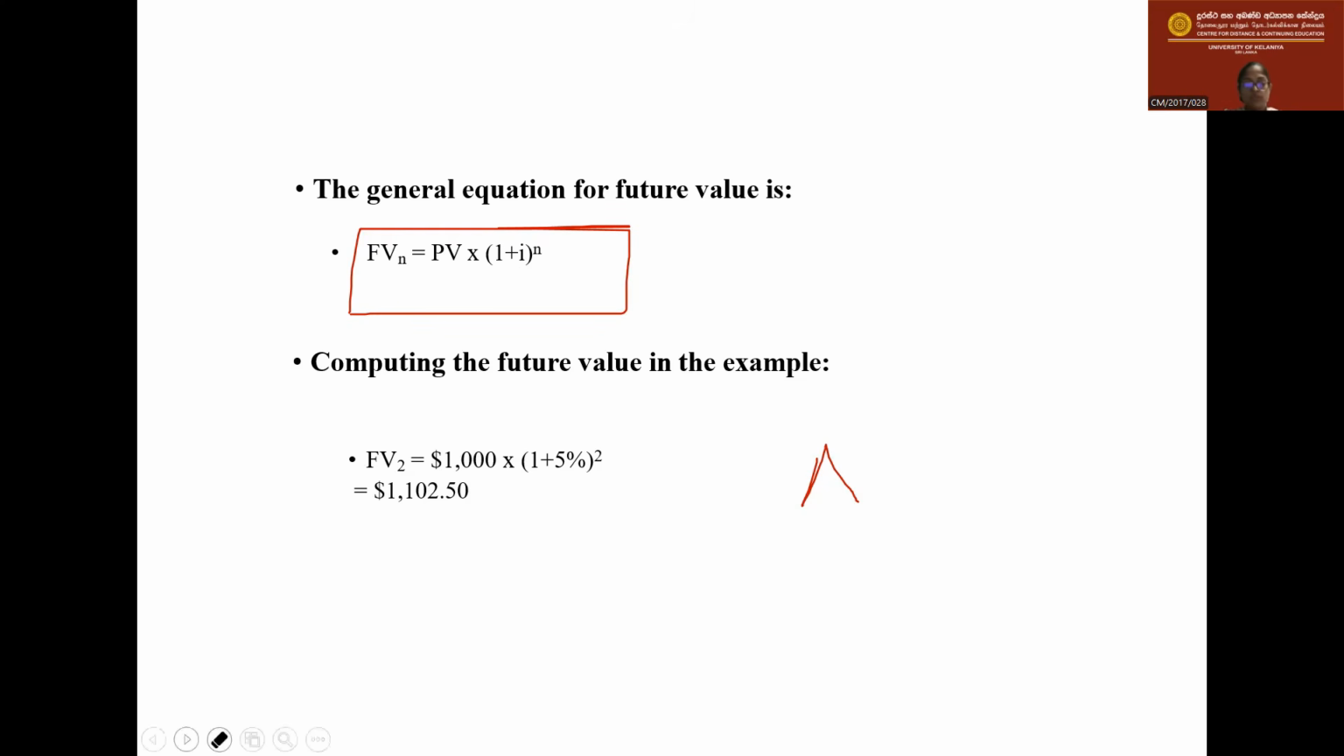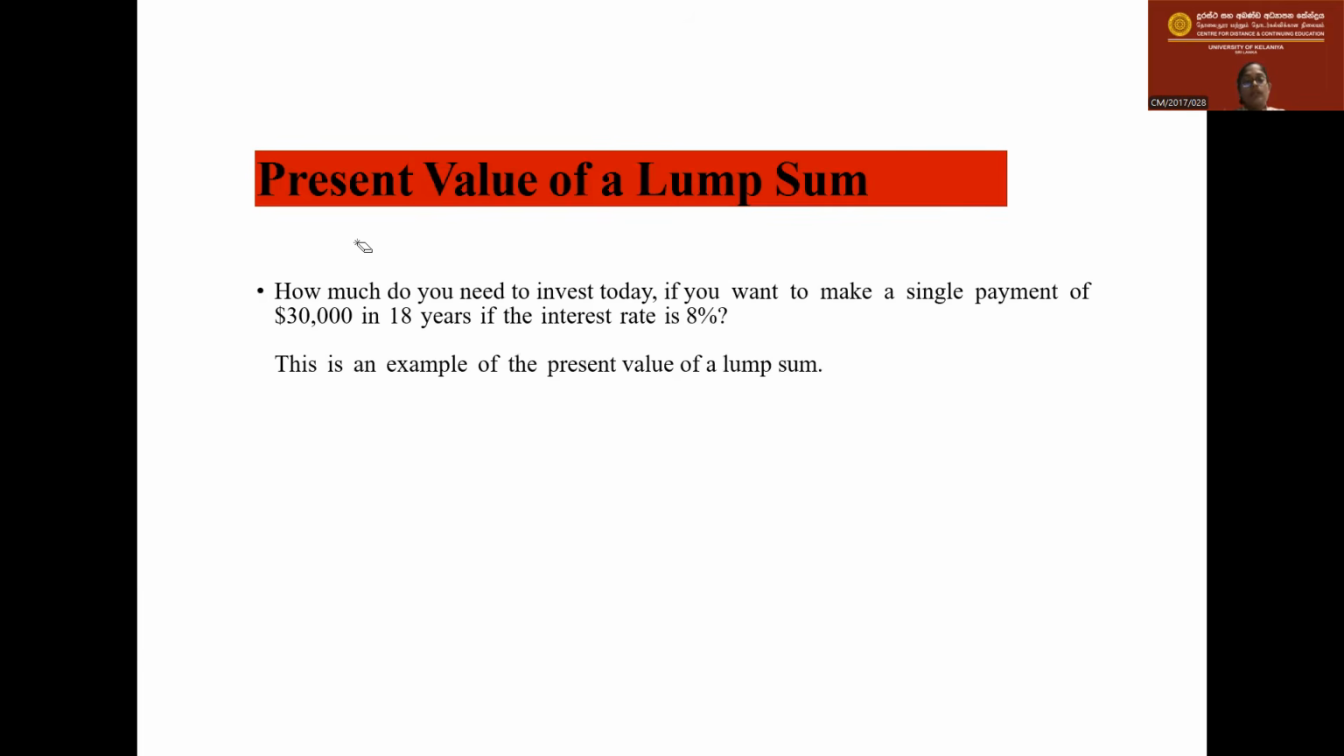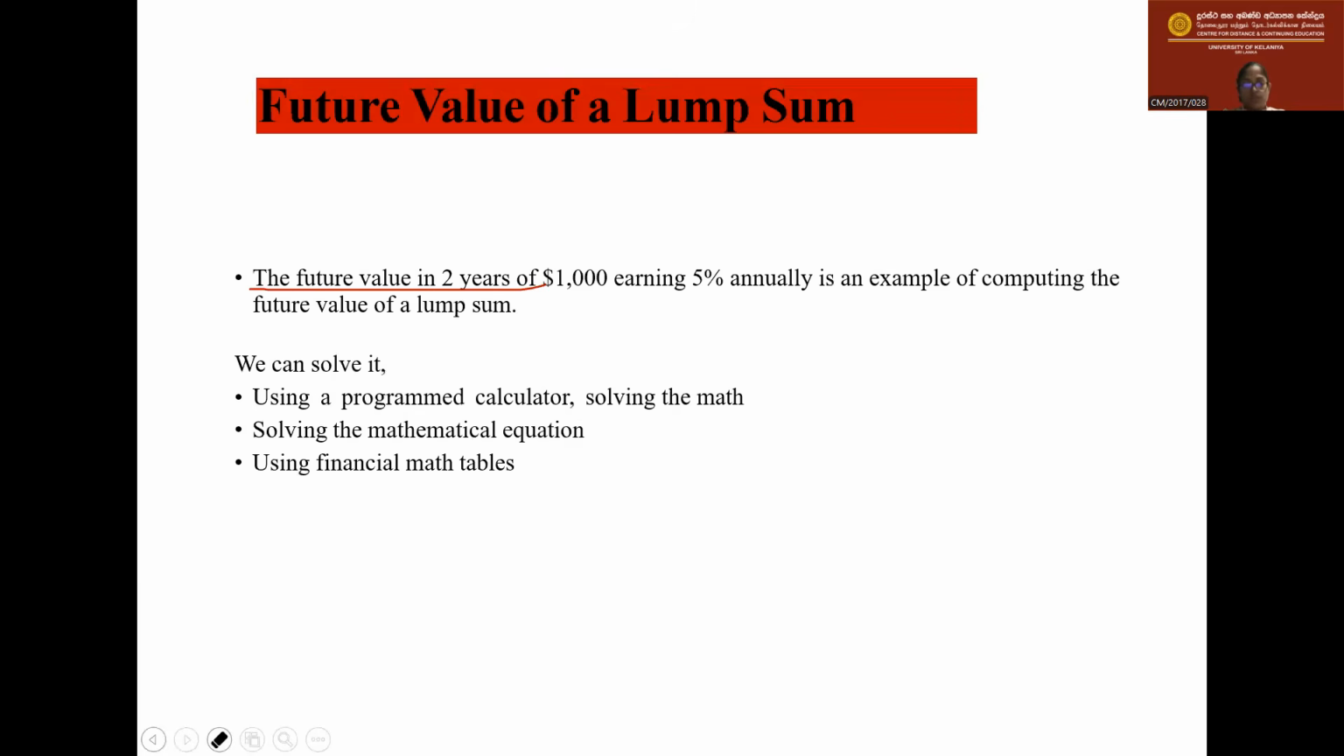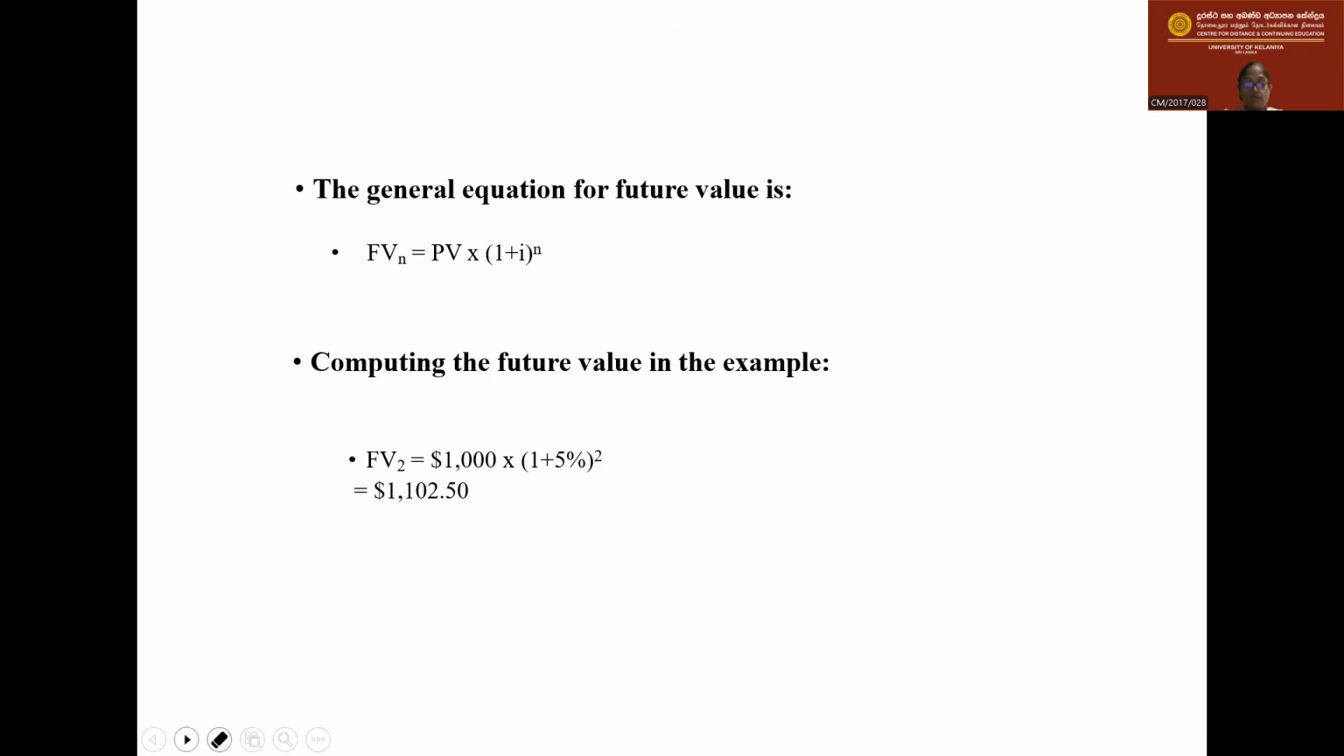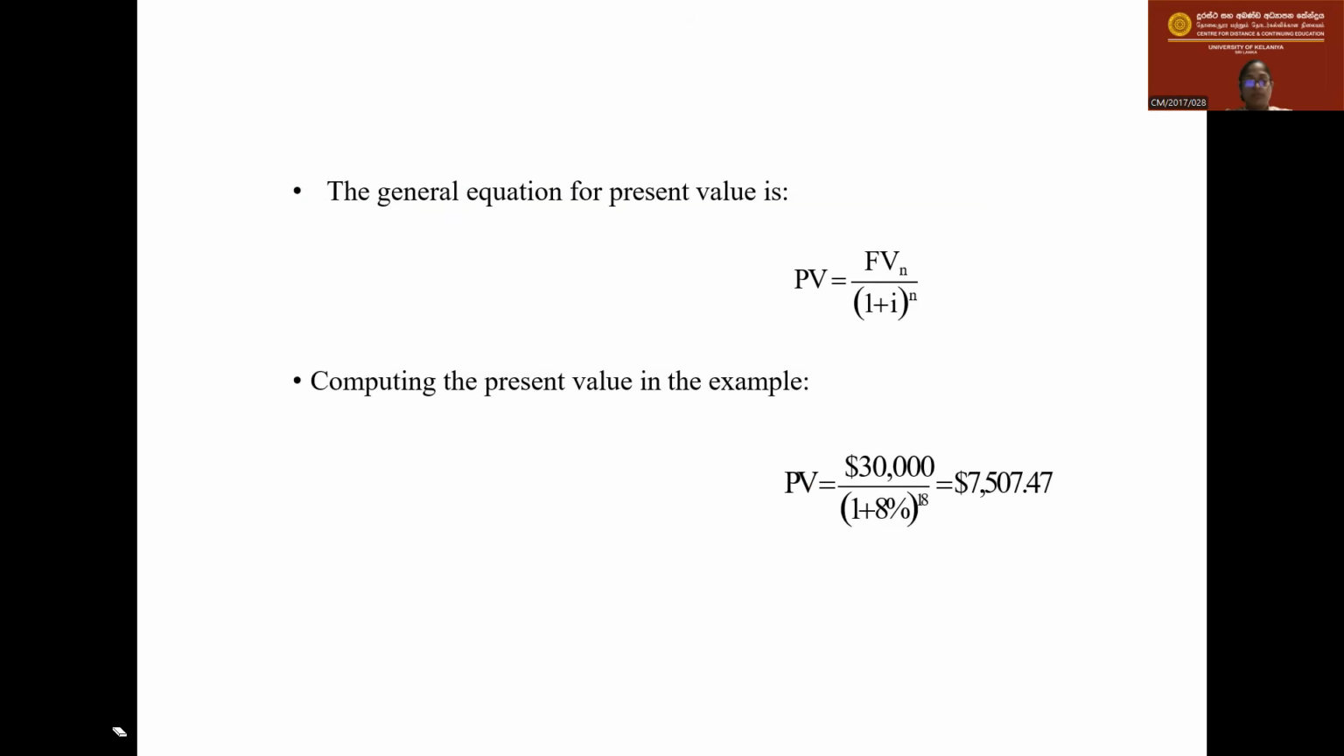1,102.50 as the dollars. Right? We discussed the future value. The opposite of that is the current value, that means our present value, right? Okay, have a look on here.